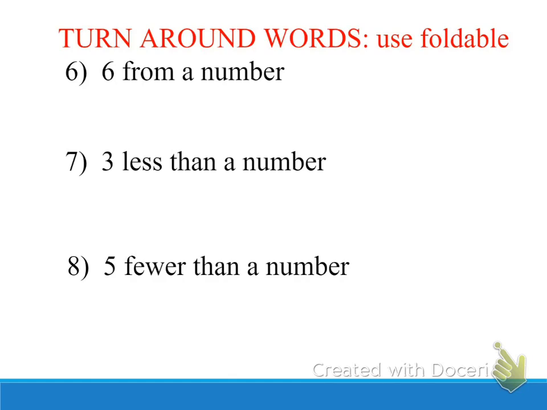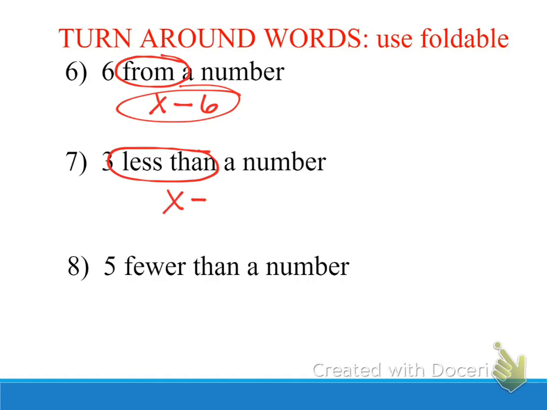So if you'll look at these 3 examples that you have in your notes, 6 from a number. So what's our turnaround word? From. So go ahead and circle it so you remember. That means that whatever comes after the from goes before it, and whatever comes before the from goes after it. So a number is x, from minus 6. X minus 6. The next one. What's the turnaround words? Less than. Less than. X goes first, minus 3. Turn around on number 8. Fewer than. Fewer than. X minus 5.